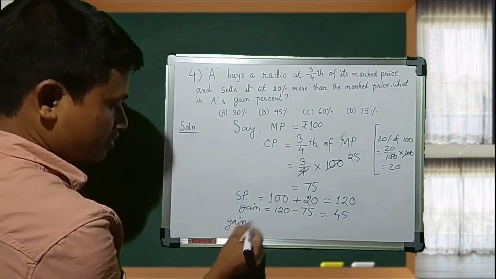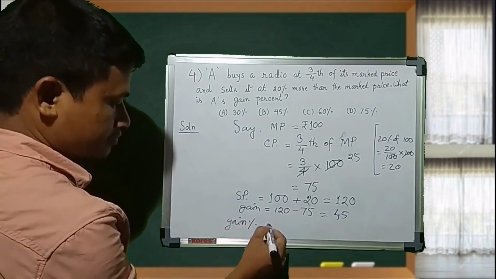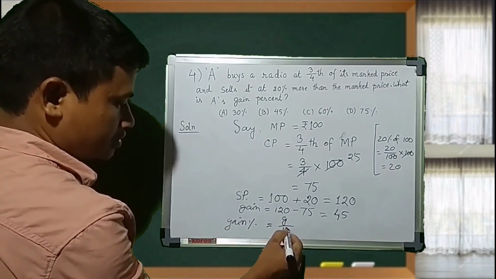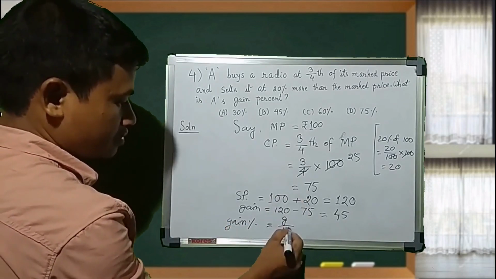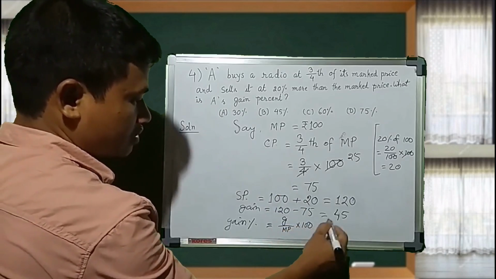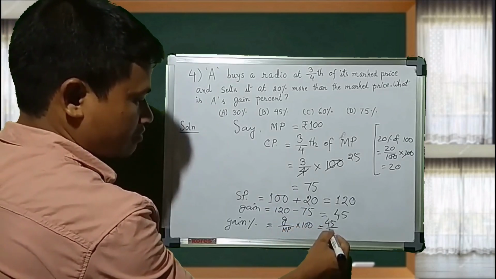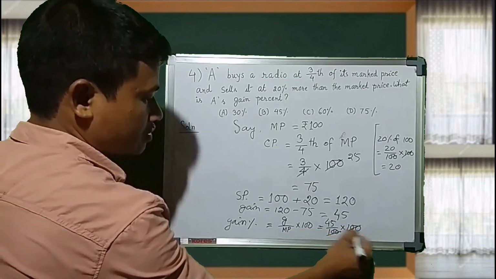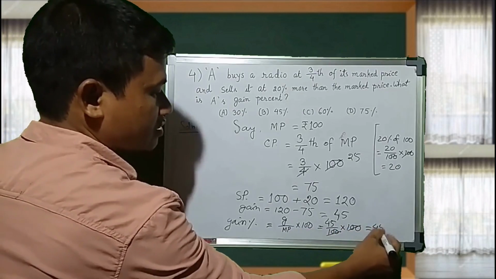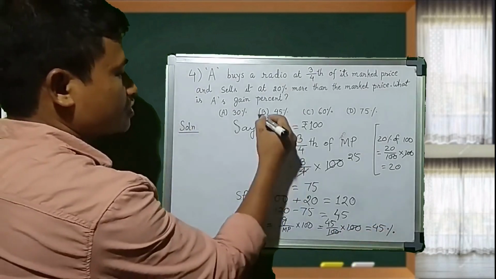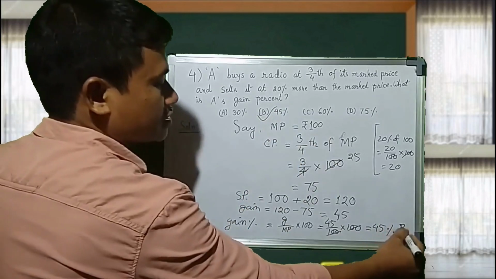So gain percent will be gain divided by the marked price, into 100. What is the gain? Gain is 45. Marked price 100, times 100. You get 45%. So which is the correct option? Correct option is B. B is the correct option.